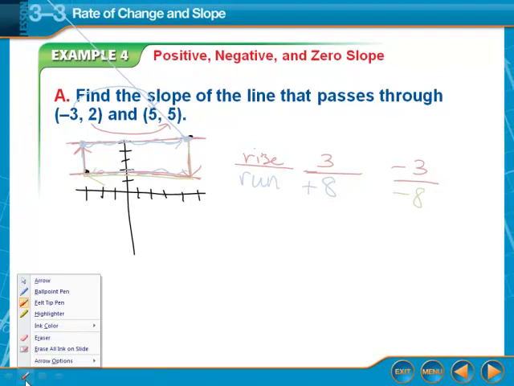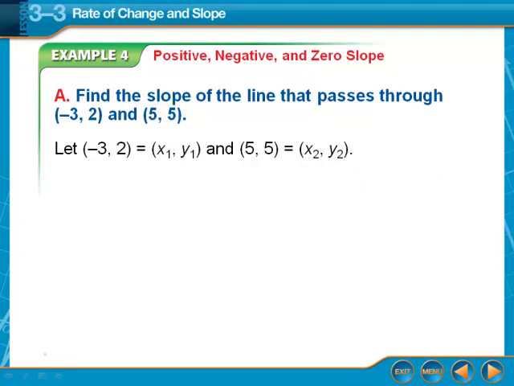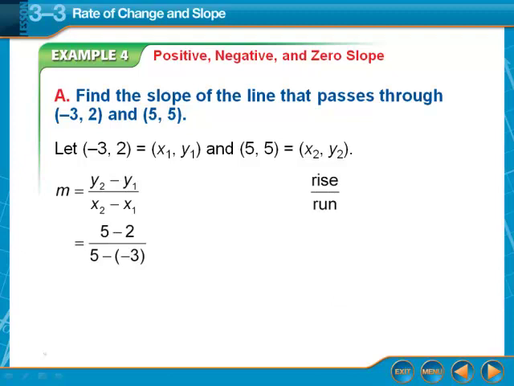Now if we look at the formula part of this, that the slide is presenting to us here, we can assign (-3, 2) to x1, y1. We can assign (5, 5) to x2, y2. And we can put them into the formula: 5 minus 2 over 5 minus a -3, to get that 3/8 that we already saw.